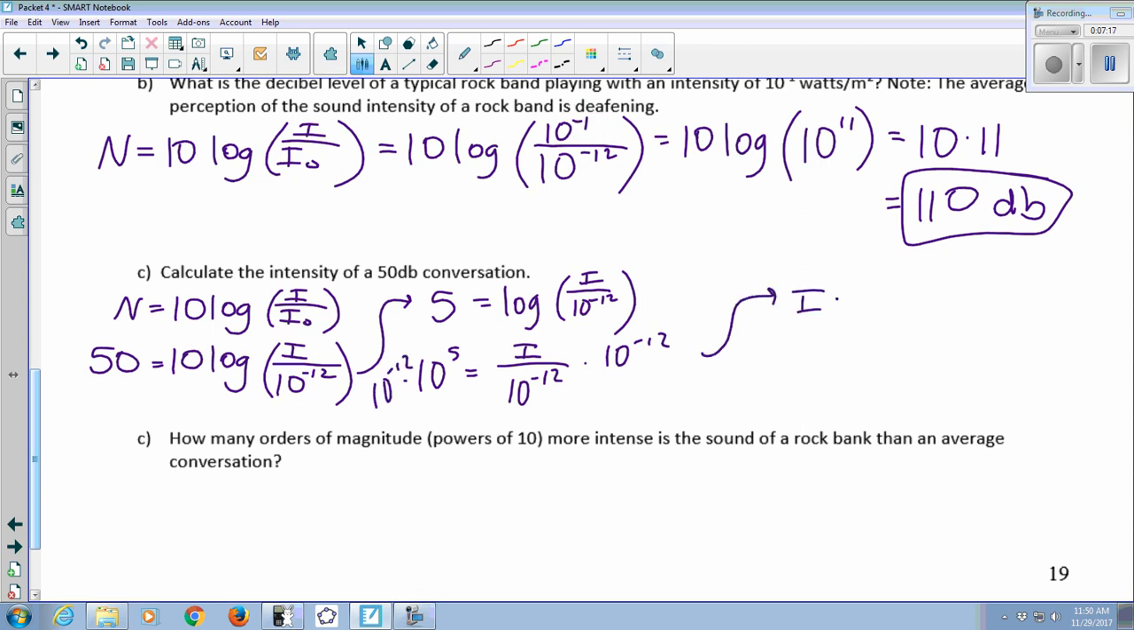So my intensity is 10 to the negative 7 because I added the exponents. Multiplying like bases, add the exponents.